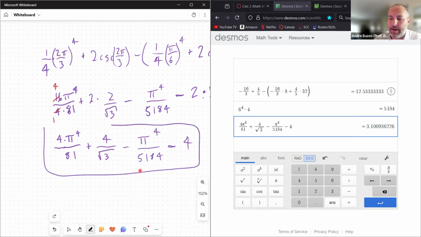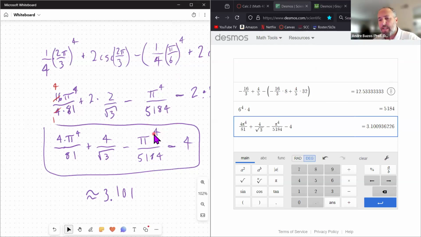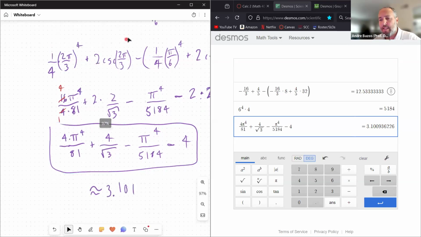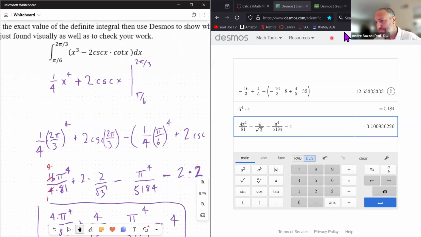Let me box it a little better, and then maybe you can throw a little approximation symbol here, but we always like exact values. 3.101, I don't know, something like that is approximately what it is. All right, or you can write down that whole thing just to make sure you know what it is. We did want to use Desmos on this piece to see if we get the same thing, to see if we understand what we're doing here, so let's go for it.